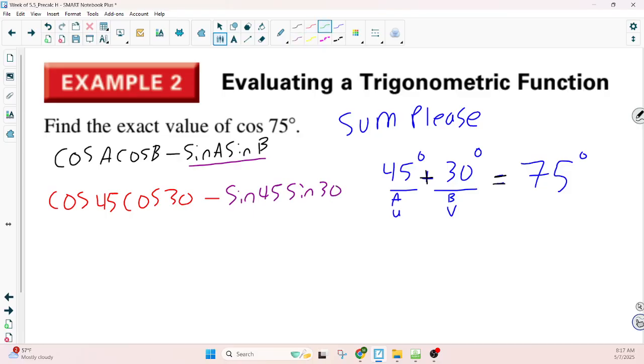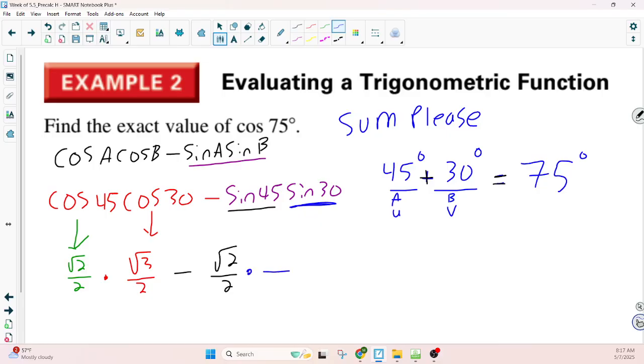Okay, let's figure them all out. Cosine of 45 is root 2 over 2. Cosine of 30, that is a small angle. That is root 3 over 2. We won't mess this up. We'll make sure that denominator gets multiplied this time. Minus sine of 45, root 2 over 2. And what color have I not used? Blue. Sine of 30. That's going to be multiplied. Sine of 30, just a half, yeah?